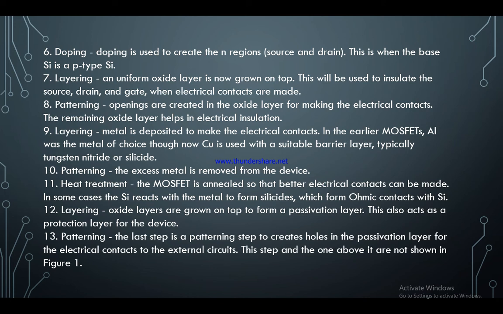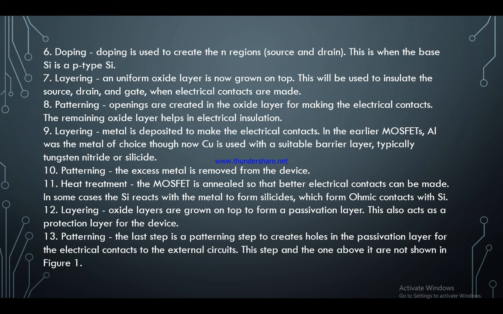Layering. A uniform oxide layer is now grown on top. This will be used to insulate the source, drain, and gate when electrical contacts are made. Patterning. Openings are created in the oxide layer for making the electrical contacts. The remaining oxide layer helps in electrical insulation. Layering. Metal is deposited to make the electrical contacts.